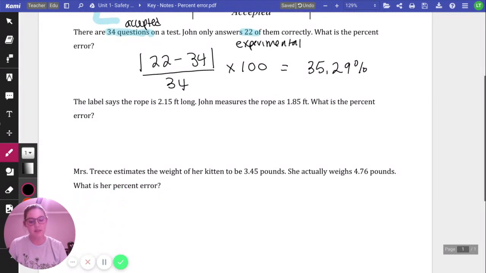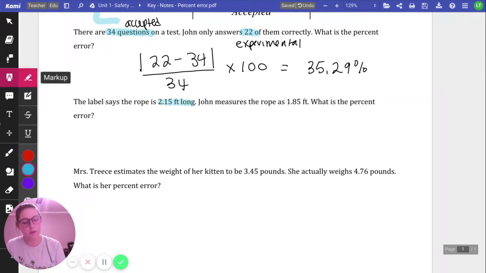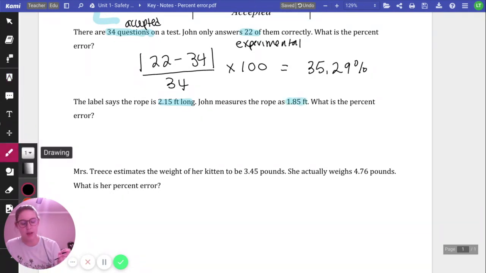Okay, next we have one that says the label of a rope is 2.15 feet long. John measures the rope as 1.85. What is the percent error? So our label on our rope would be our accepted true value. And then John measured it, so that's our experimental. He measured it as 1.85.